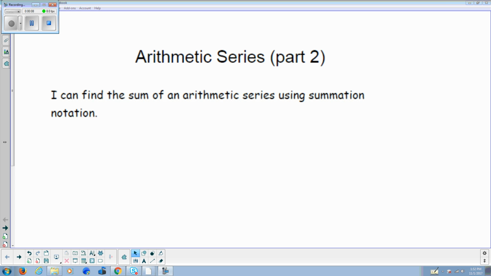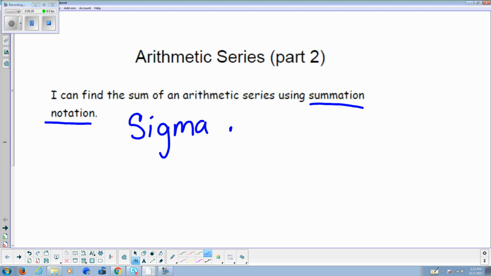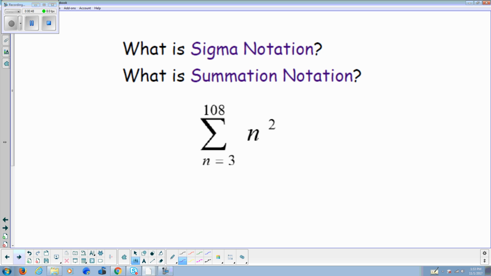Today we're going to focus on the learning target. I can find the sum of an arithmetic series using summation notation. And summation notation can also be called sigma notation. Summation notation or sigma notation is just a fancy way to indicate that we are finding the sum of an arithmetic series. So let's start looking at what sigma or summation notation looks like.